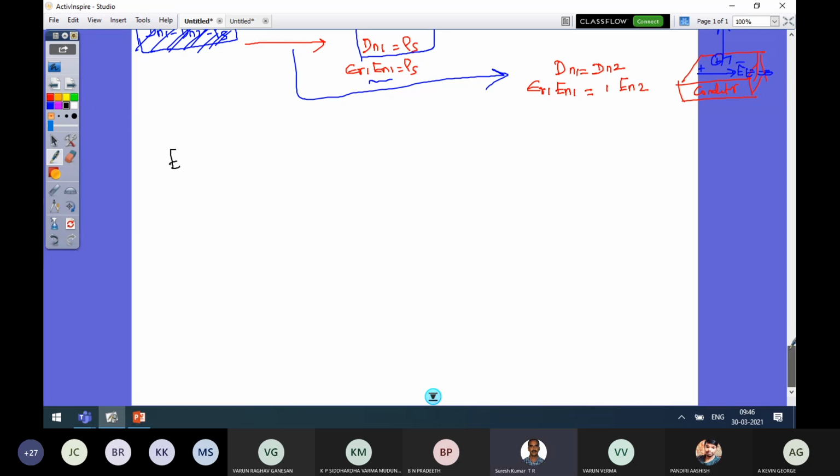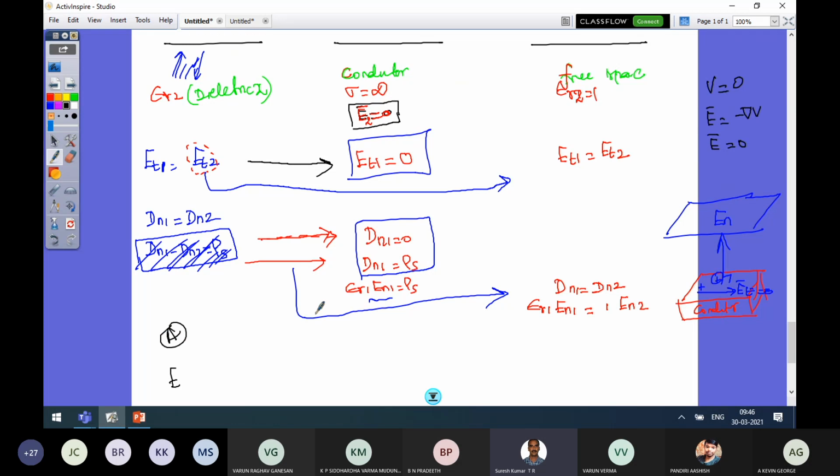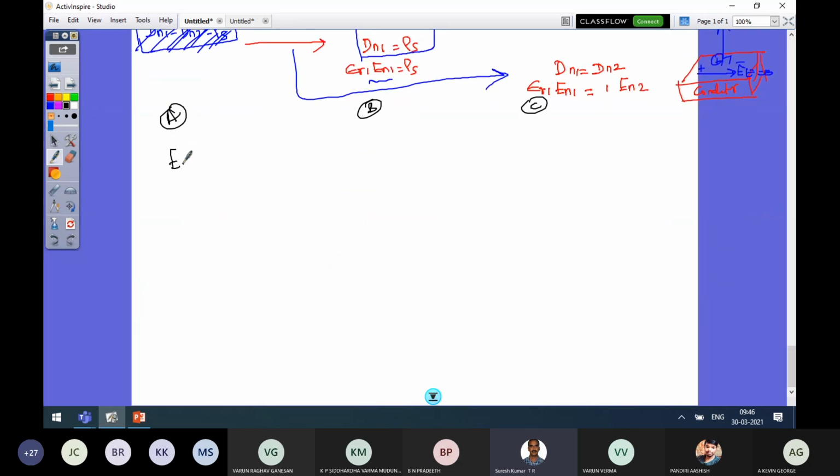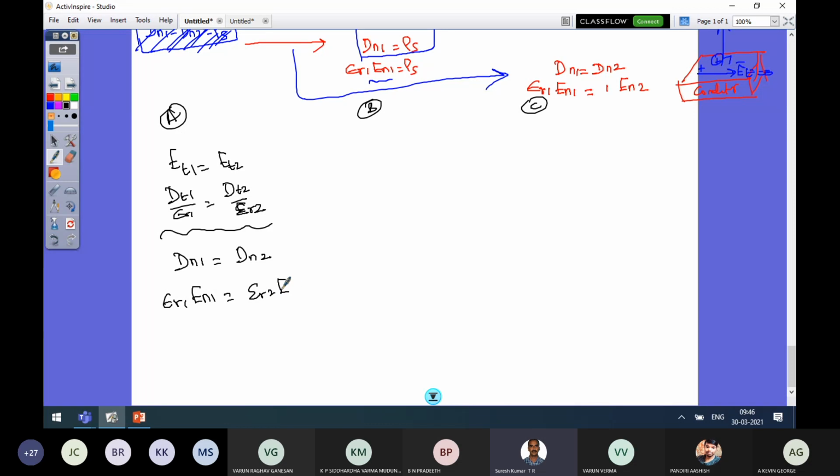Tangential, this is for A, B, C. Three cases, for three cases I'm writing respectively. The tangential component of electric field should be continuous across the boundary, and the normal component of electric flux is continuous across the boundary. From this, you can write Dt1 by epsilon r1 equal to Dt2 by epsilon r2. And from this you can write epsilon r1 into En1 is equal to epsilon r2 into En2.